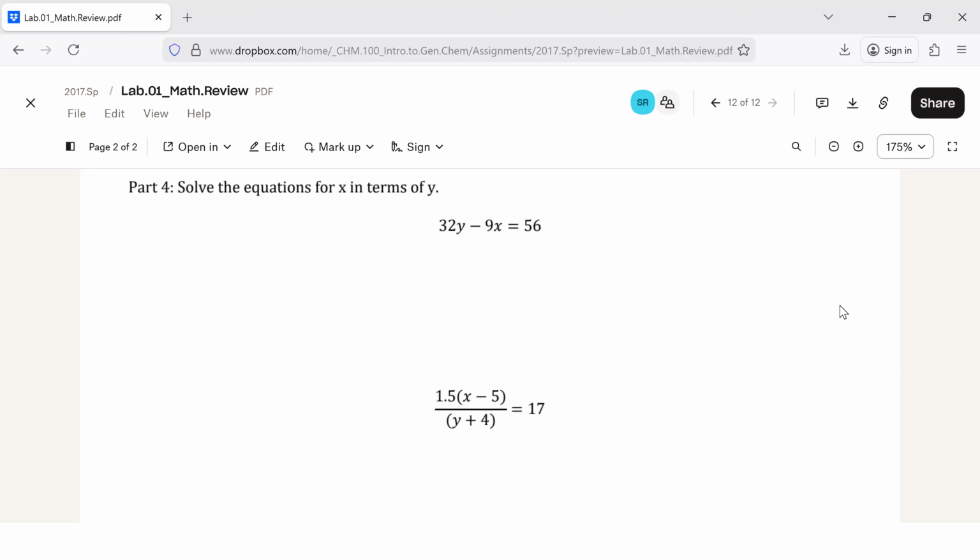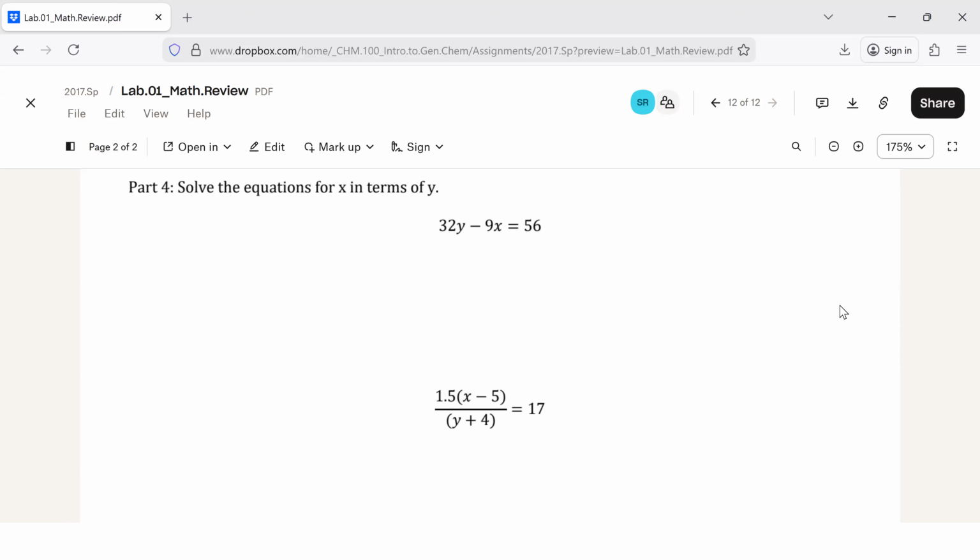Then you get 17 times y plus 4 equals 1.5 times x minus 5. Then you can divide both sides by 1.5. Those cancel out. You can do 17 over 1.5 and then distribute in there. That's not wrong. You don't need to answer this question.